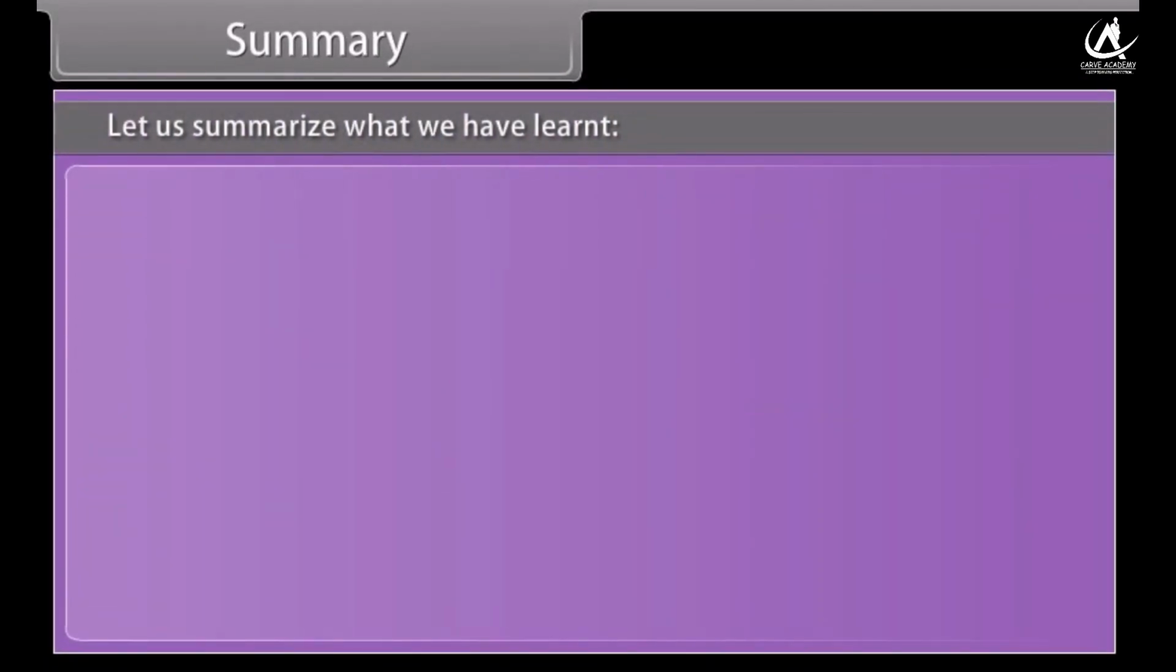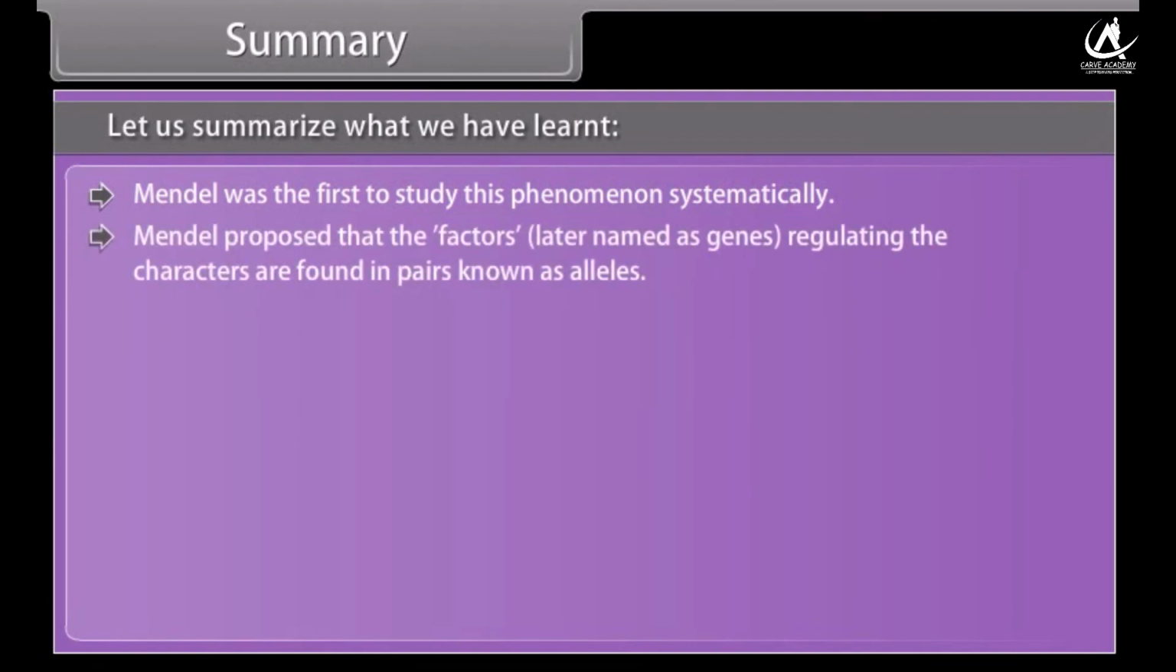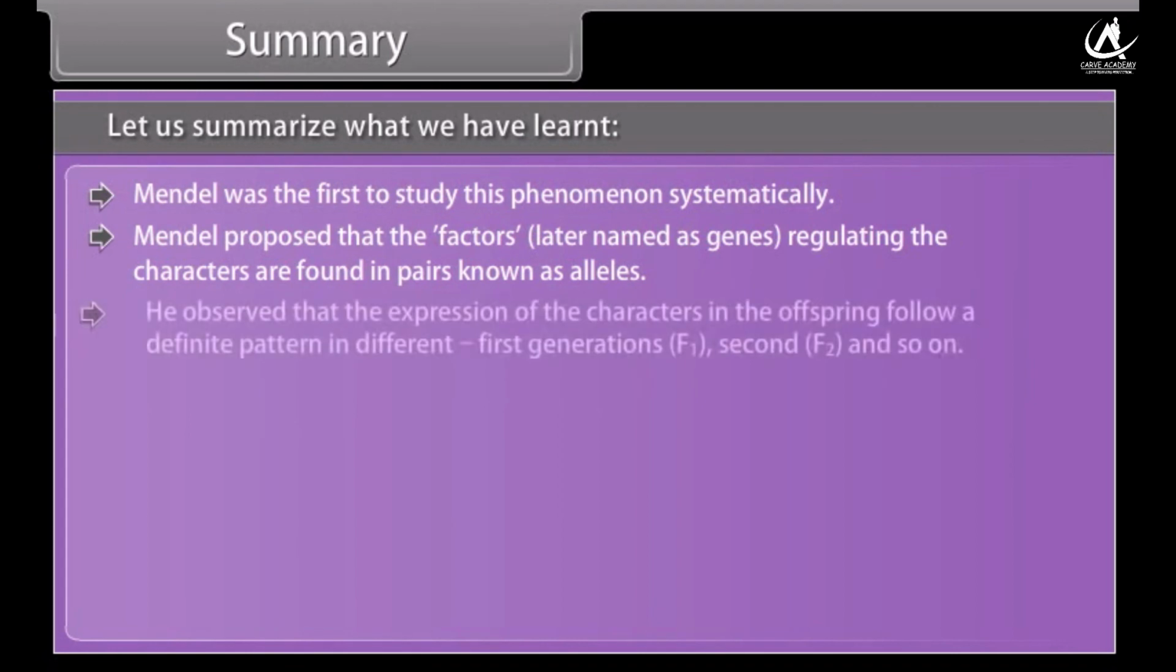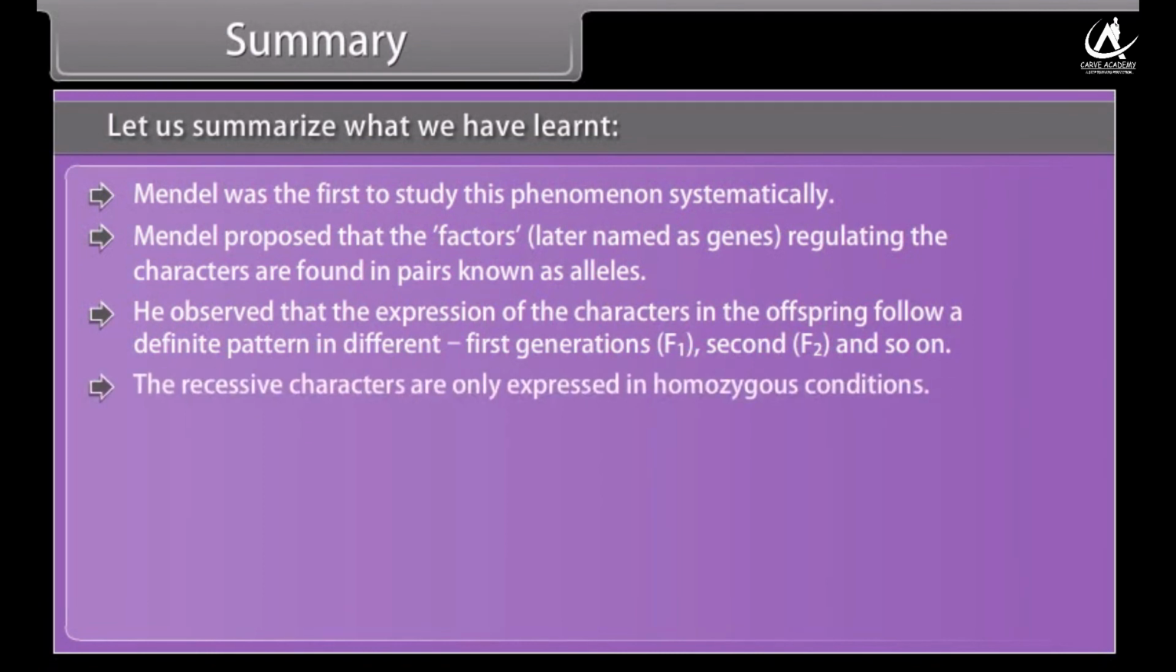Summary. Let us summarize what we have learned. Mendel was the first to study this phenomenon systematically. Mendel proposed that the factors later named as genes regulating the characters are found in pairs known as alleles. He observed that the expression of the characters in the offspring follow a definite pattern in different generations, first, F1, second, F2, and so on. The recessive characters are only expressed in homozygous conditions.